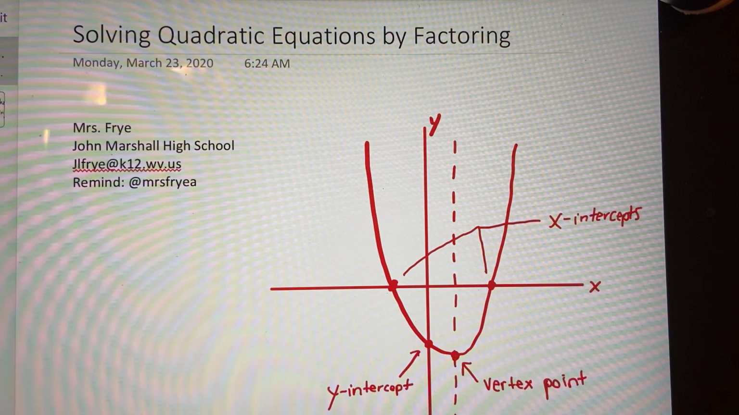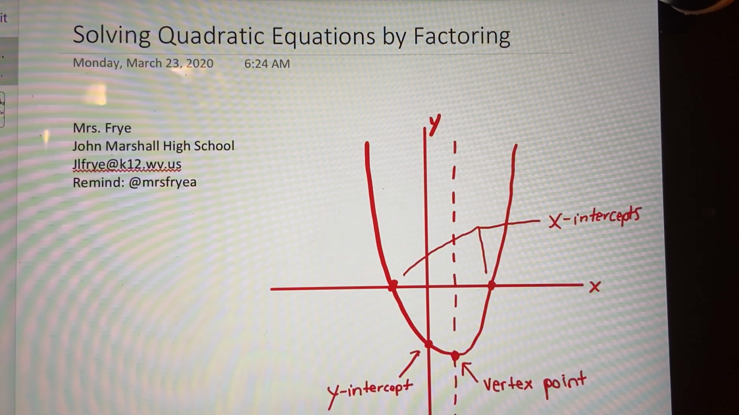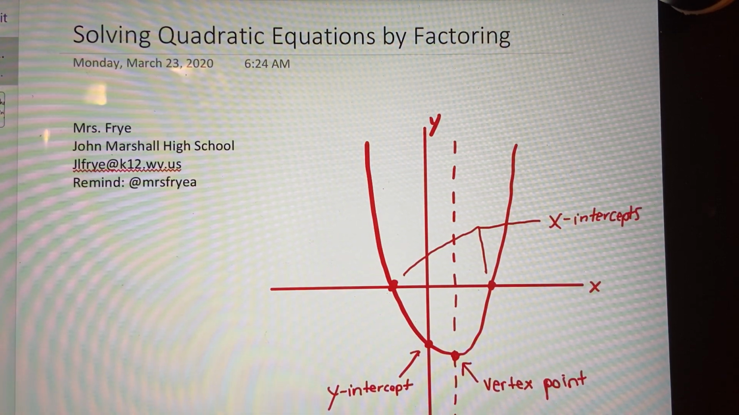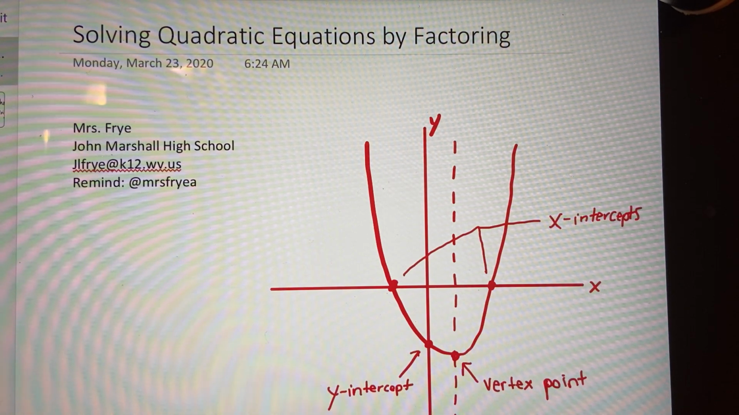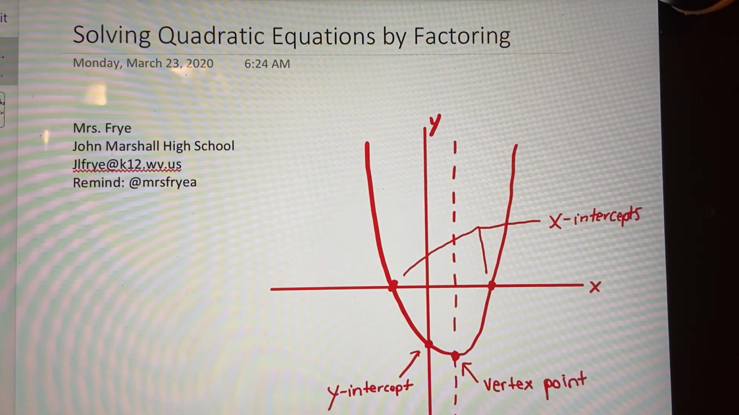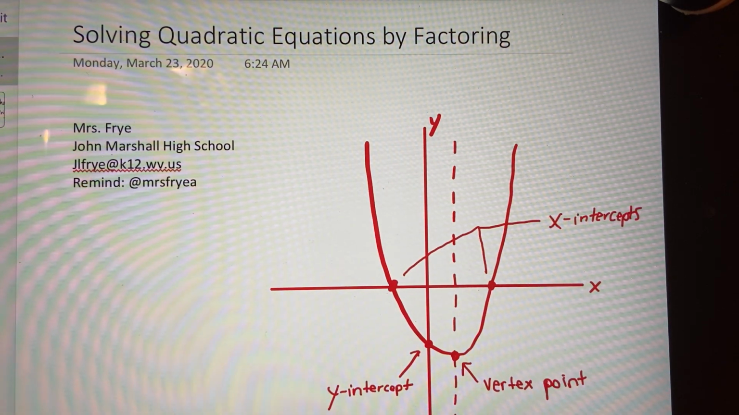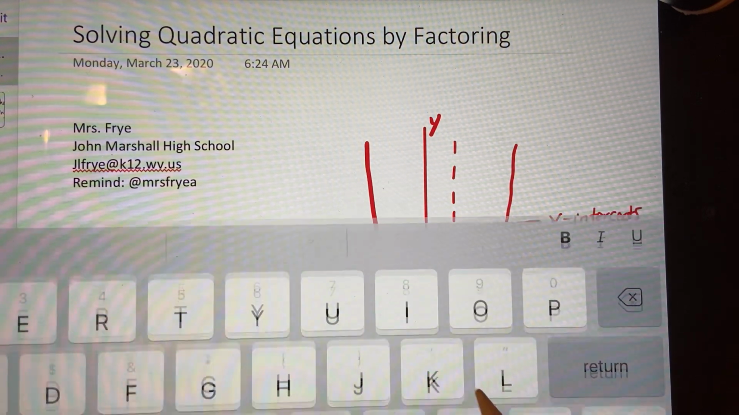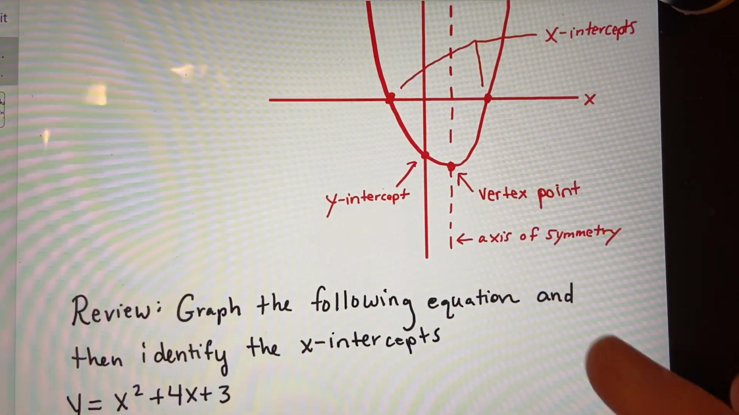And I have some characteristics of the graph already labeled for you. We were already learning about this before we left school. First thing that I want to point out is the vertex point. The vertex point is either the absolute highest point or the absolute lowest point on the graph. As you can see, I have that labeled down here at the bottom, the vertex point.